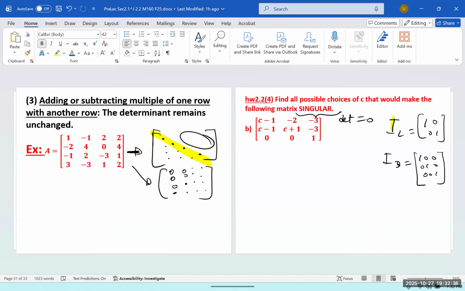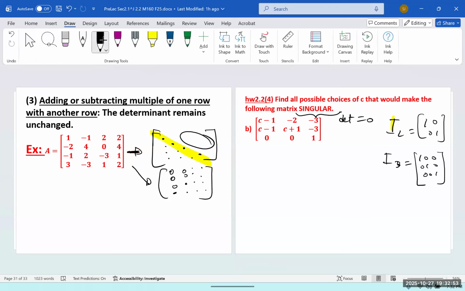So elementary matrices are one step away from the identity matrix. If you apply only one row operation, it will turn into an identity matrix. For example, this is an elementary matrix: 0, 0, 1, 0, 1, 0, 1, 0, 0. Why is it an elementary matrix? Because if you swap these two rows, it will turn into an identity matrix.